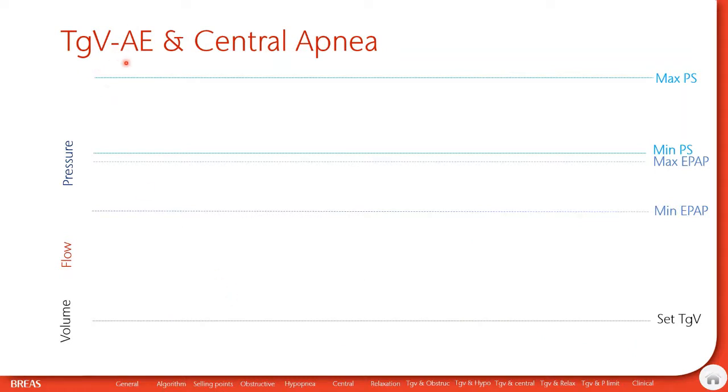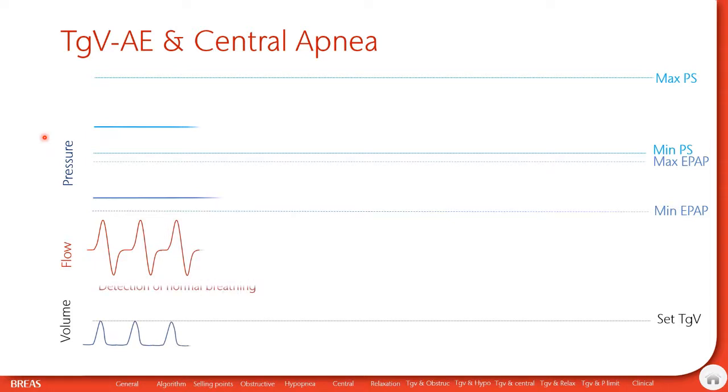Target volume and Auto-EPAP in case of central apnea. We're looking at the exact same graphs as on the previous slides. Once more, we start with our same example. So there is normal breathing with an overshoot, which will make the pressure support drop.